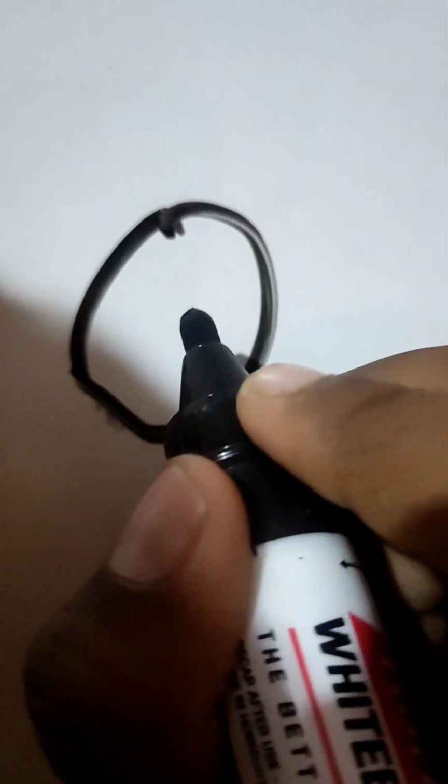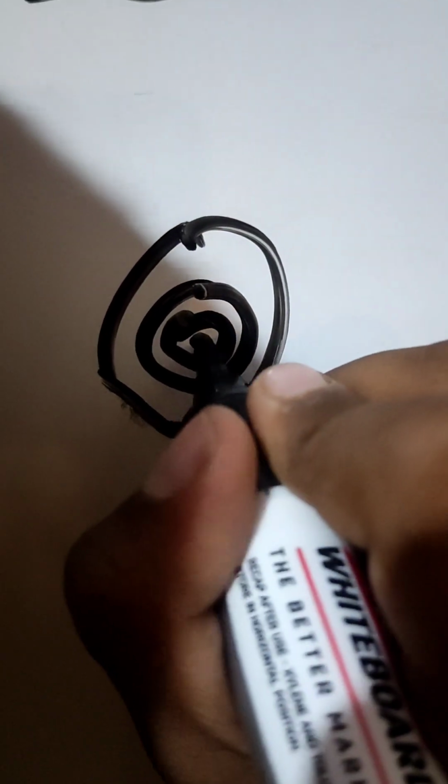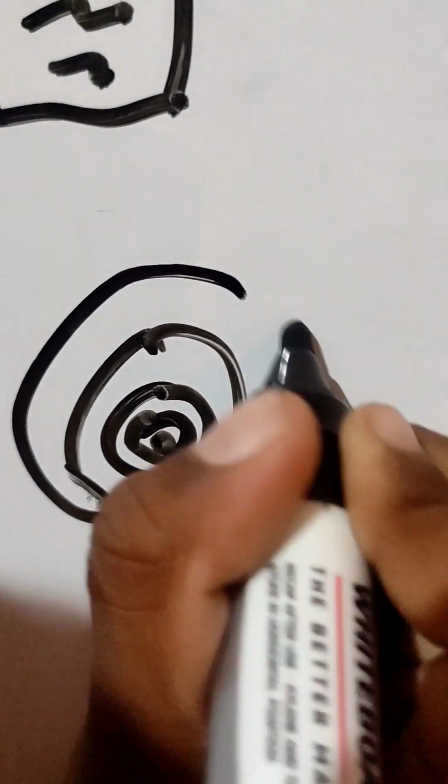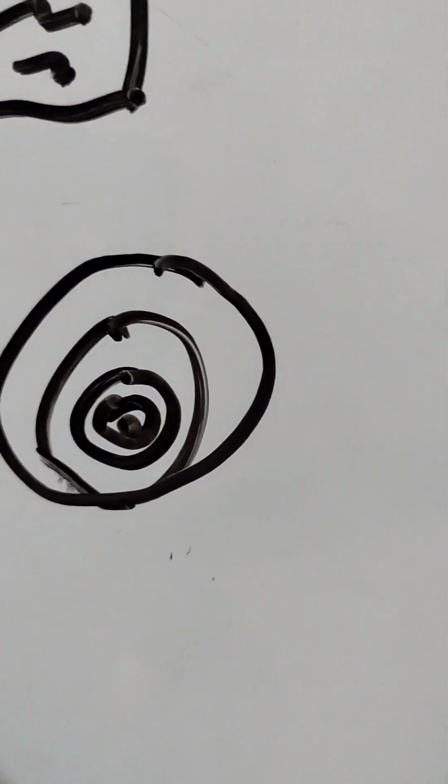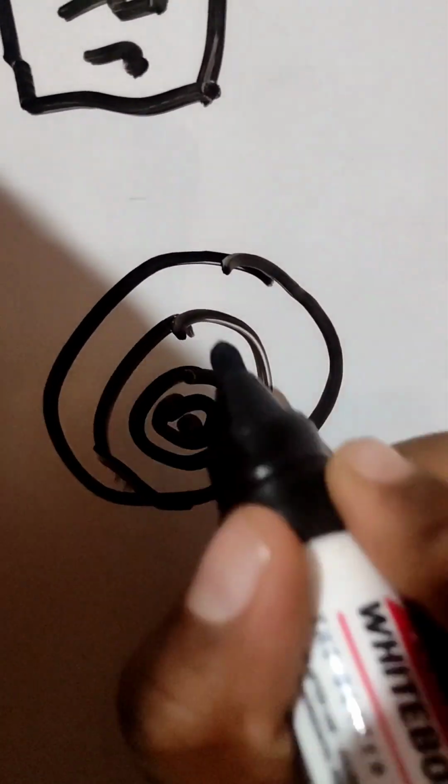Then O. For O we can do something illusion type. See? I drew an elephant eye. Or you can draw something like this big goal. Then it's like an illusion.